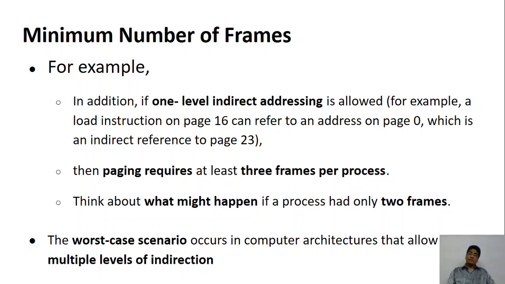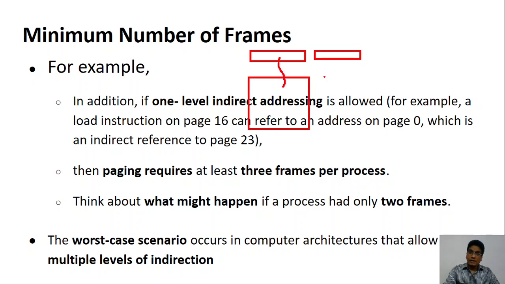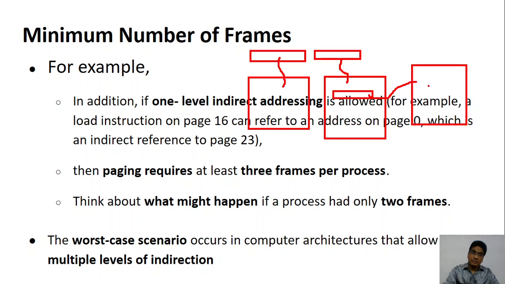Now what if there are only 2 frames? Suppose you allot only 2 frames to this, and you have an instruction which has one indirection, so you have the instruction and the operand. Now for the instruction you have allotted one page, and for the operand you have allotted one page. However, what is the problem with the operand? The operand is an indirection to some other page. So whenever this instruction is executed, there will be a page fault, because this page is an index to the other page, and the actual page will not be available in the memory.